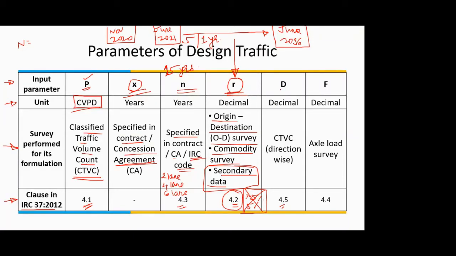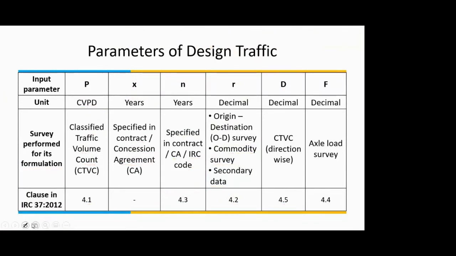Then you have these last two terms, where D is the lane distribution factor. Now what is this lane distribution factor? You know that you can have different lane configurations, as in you can have a two-lane road, in which maybe one lane is for upgoing and another is for downgoing. Okay. And it may be divided also, it may be undivided also.